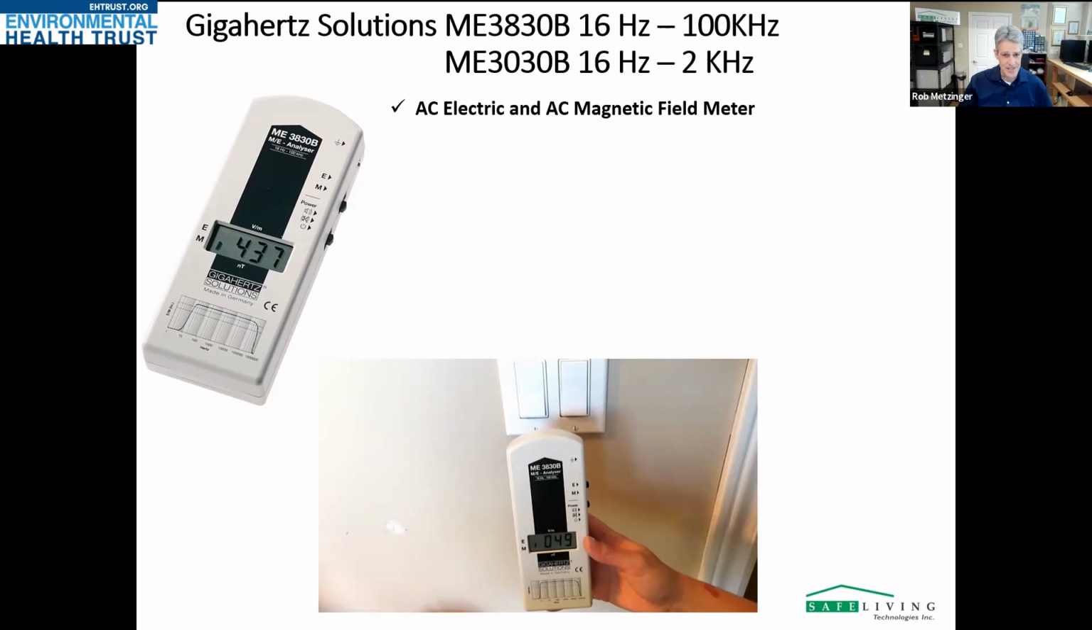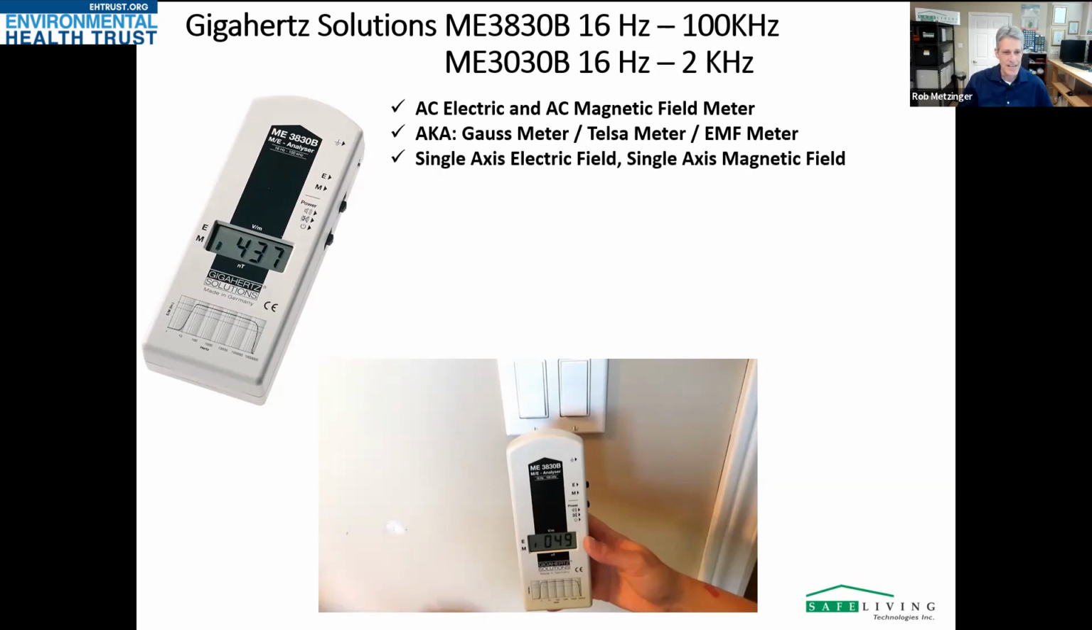It's an AC electric and AC magnetic field meter. It's good to put the AC in front of it because it's not a DC meter. These are also known as Gauss meters, Tesla meters, or EMF meters. In this case, it's a single axis electric field and a single axis magnetic field. That has some drawbacks, but the positive about these meters is they're very sensitive, and they reach 100 kilohertz and above with some of the models. Most North American meters don't assess frequencies that high.